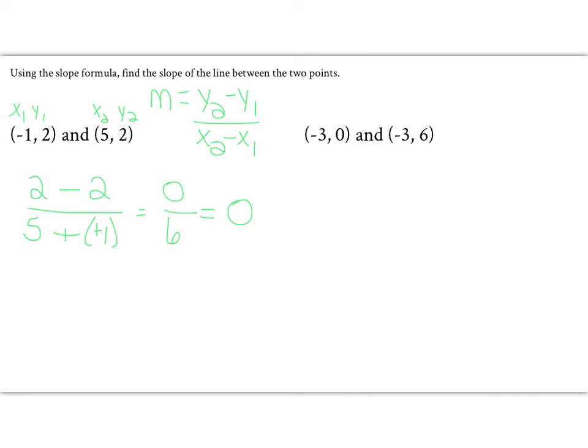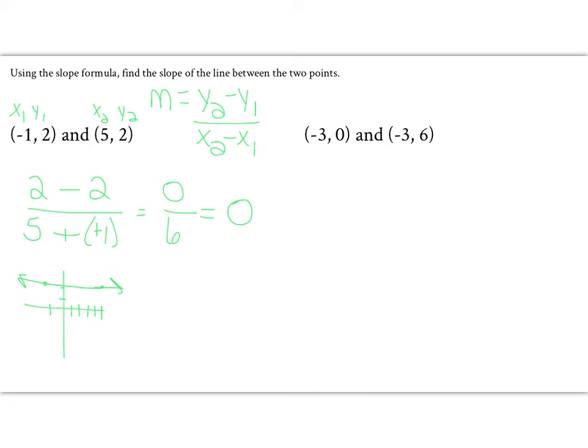If I were to graph these two points, I'm just going to do a brief little sketch. So -1, 2 is right here, and 5, 2 is right here. What kind of line is that? That's a horizontal line, right? And a horizontal line has 0 slope. So when 0 is in the numerator, the line has 0 slope.